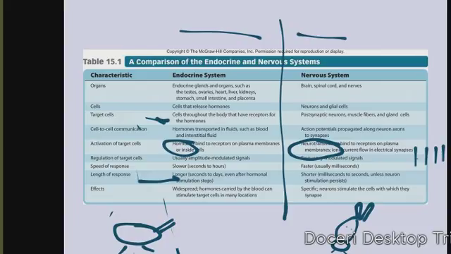Okay, and here we have the effects change. Endocrine system has a widespread effect when it affects the body in general. Nervous system is very specific. It has one target cell, whereas receptors in the endocrine system may be spread out over a large area.